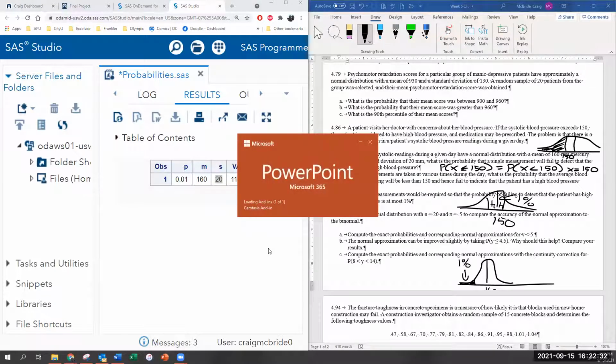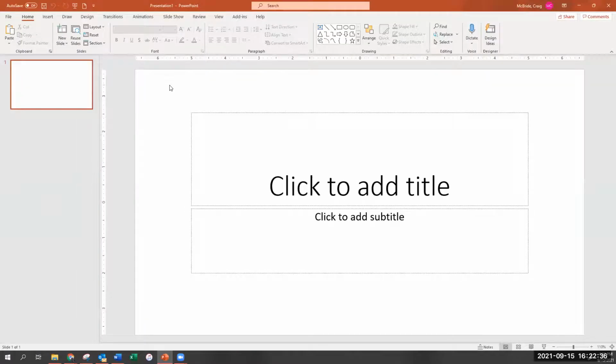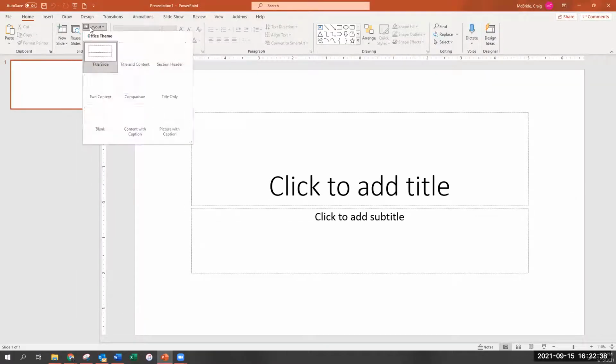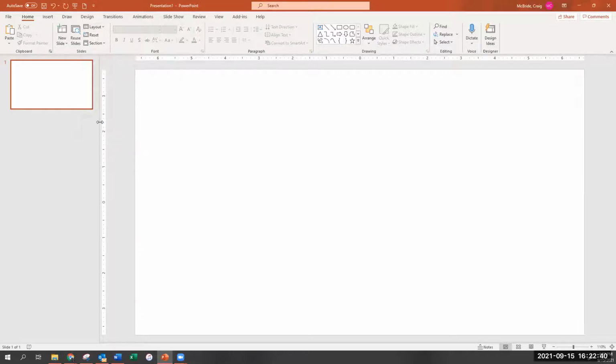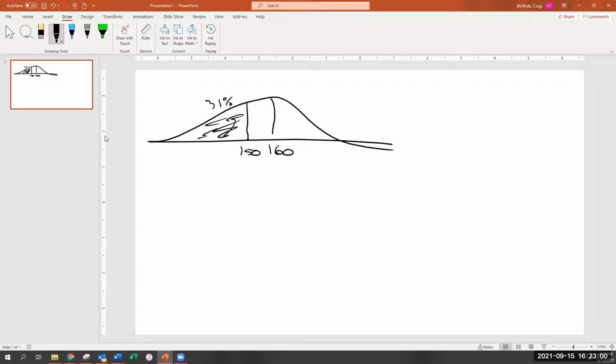So let's get a bigger blank screen here so we can visualize what we're talking about. So here's my mean of 160, and with my normal curve, I do 150 and I get all this area. The first thing we did, I think it was close to 31%, right around 31%.